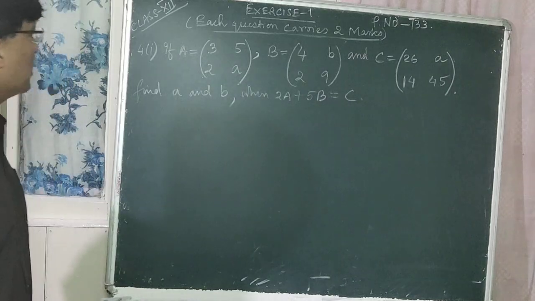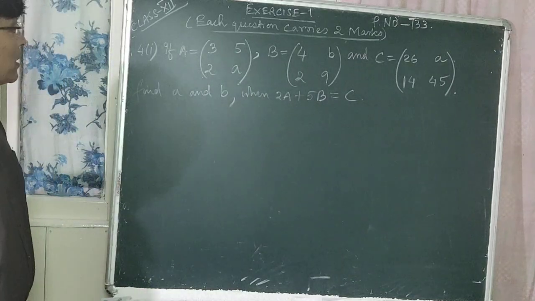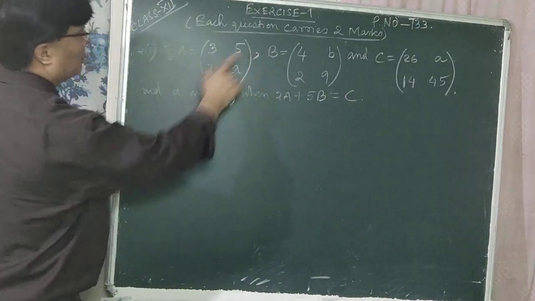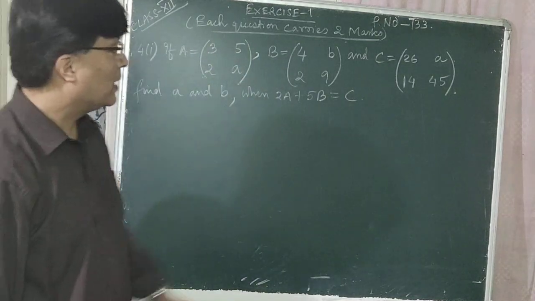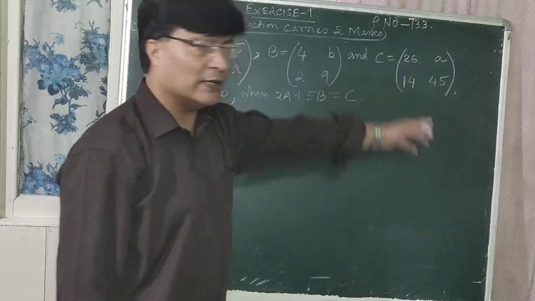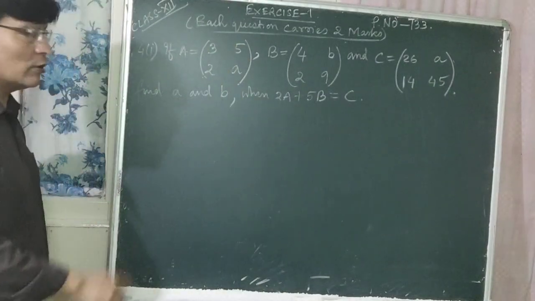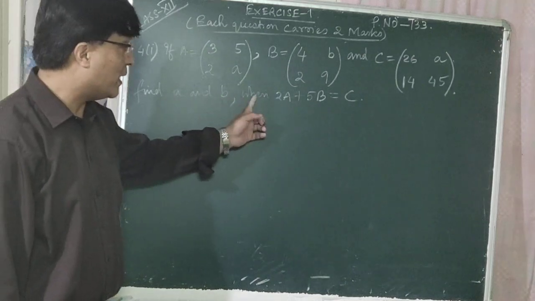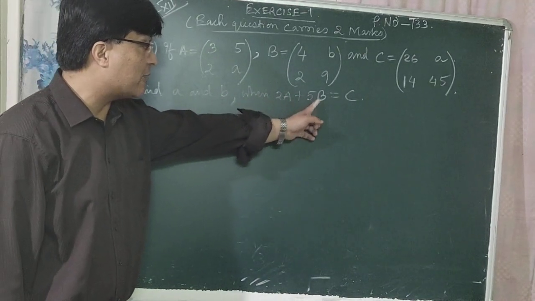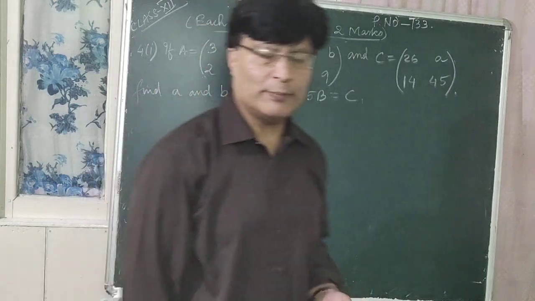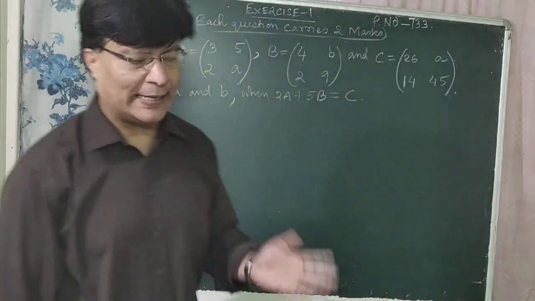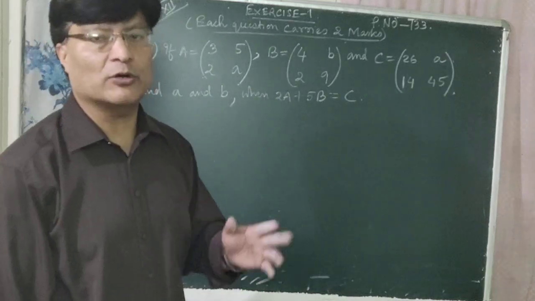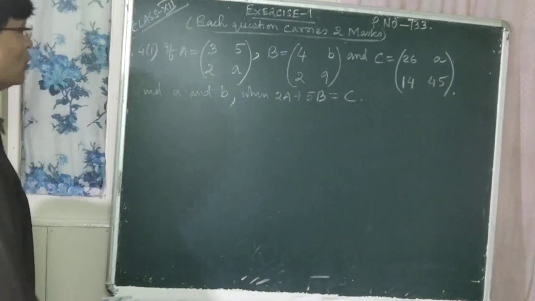Now we will do the next question, that is number 1. If A is equal to, this is a second order matrix, 3, 5, 2a and B is equal to 4b, 2, 9 and C is equal to 26a, 14 and 45, right? So these are all second order matrices. You have to find out small a and small b when twice capital A plus 5 capital B is equal to C. Usually a matrix is denoted by a capital letter and the elements of the matrix are denoted by small letters or numbers, right? So here it is given.